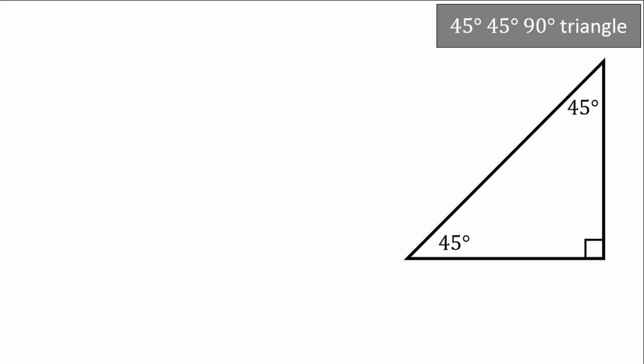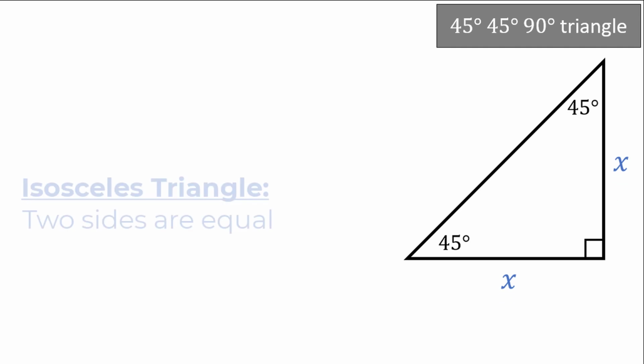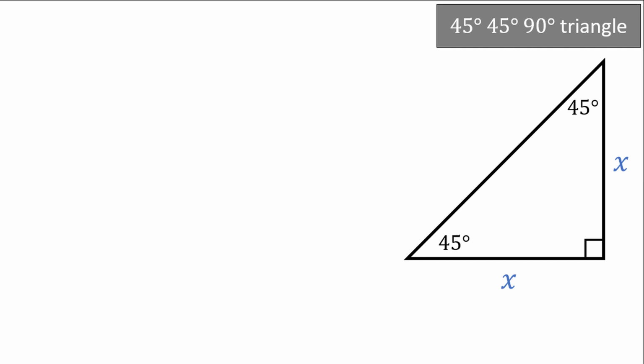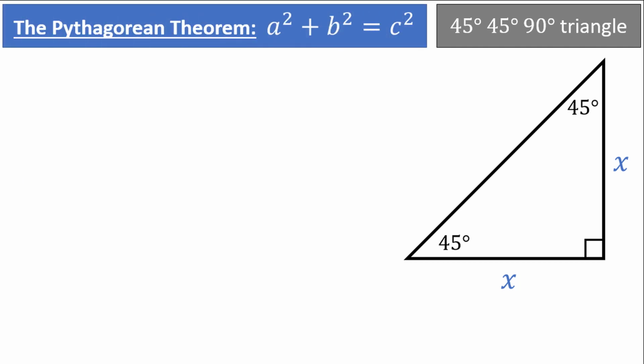Since two of the angles are equal, the side lengths opposite to those angles will be equal as well. The sides opposite to the 45 degree angles are the two legs. Since they are both equal in length, we can label them both as x. Since we have a triangle that has two sides that are each equal to each other, this is what we call an isosceles triangle. If we want to find the length of the hypotenuse, we can use the Pythagorean theorem.